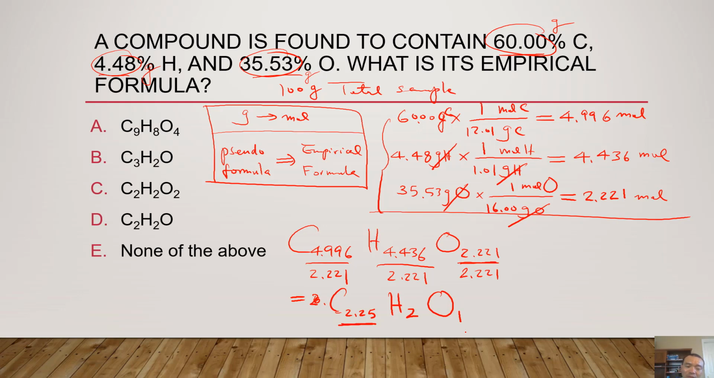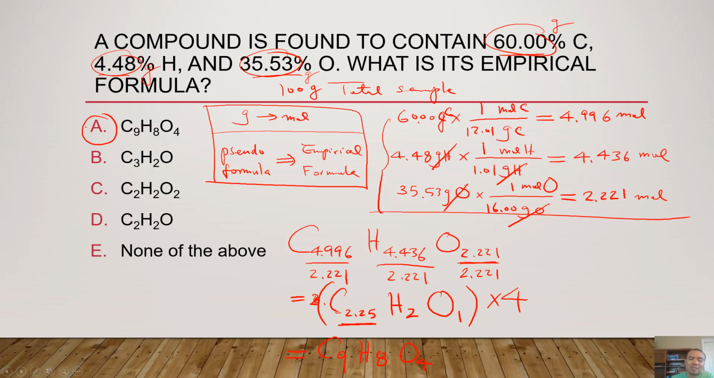If you see something like 0.5, 2.5, 3.5, whatever 0.5, you multiply by 2. If you see something like 1.33, 0.33, whatever, then you multiply by 3, they will become a whole number. So this whole thing you need to multiply by 4. If you multiply by 4, carbon becomes 9, hydrogen becomes 8, oxygen becomes 4. So this gives you A as the correct answer.